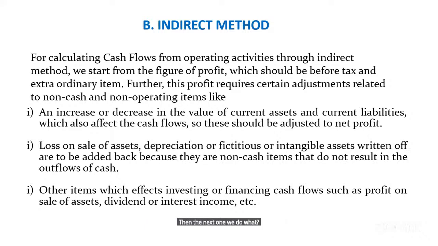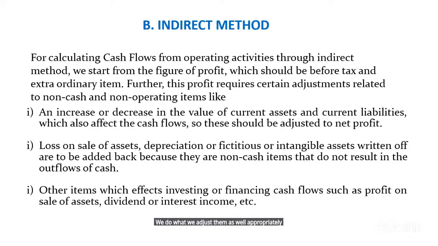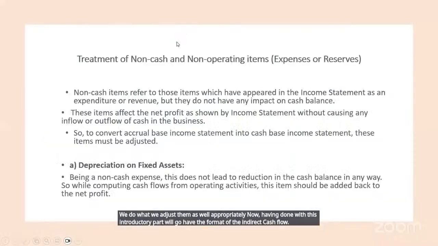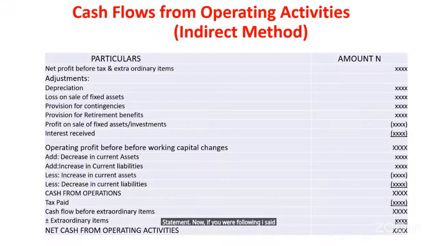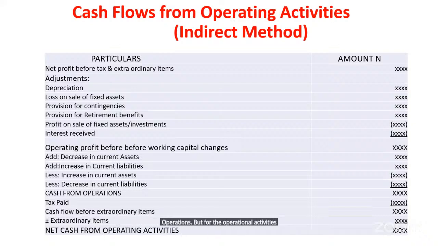Then the next one we'll do what? Other items which affect investing or financing cash flow, such as profit on sale of asset, dividend or interest income, etc. We adjust them as well appropriately. So now, having done with this introductory part, we're going to have a format of the indirect cash flow statement. Now, if you were following, I said the indirect and the direct method are the same when it comes to financing and investing activities or operations. But for the operating activities, that's where the difference comes.